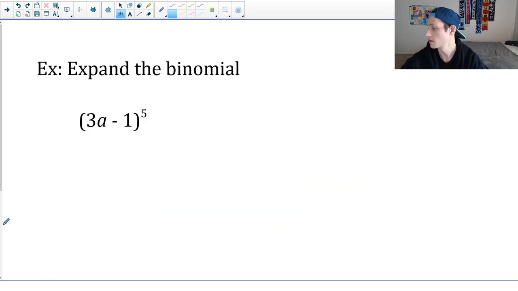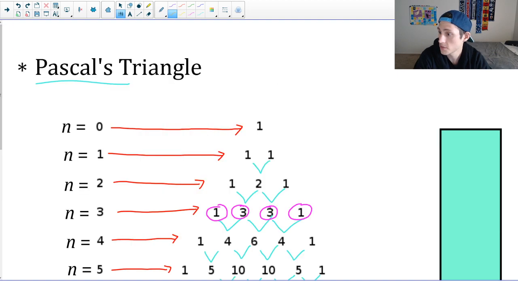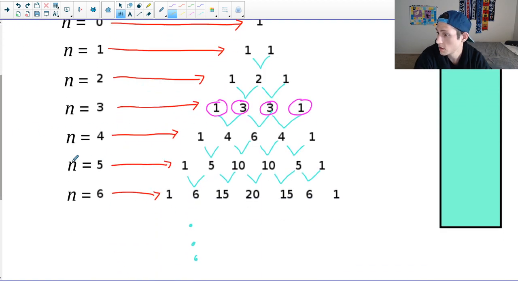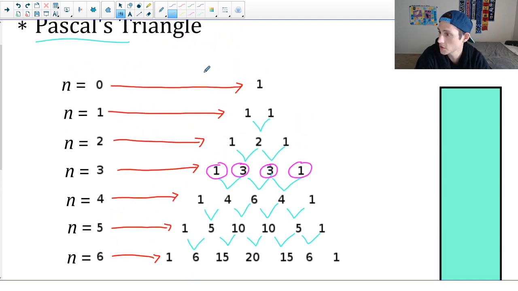So let's do this. (3a minus 1) to the 5th, and I want to expand this binomial. All right, first thing I'm going to look at, n is 5. So I'm going to go to the 5th row, or not the 5th row, technically the 6th row, right? Because this first row is if n is 0.